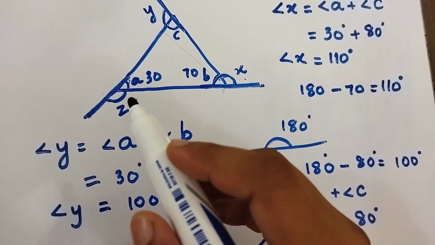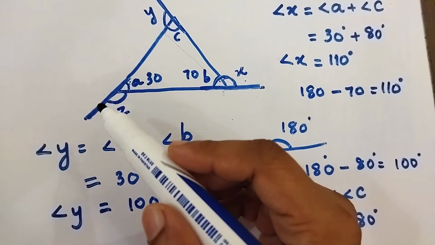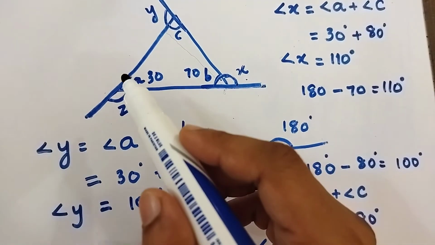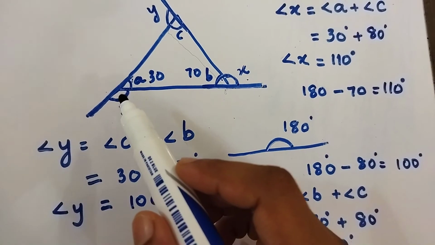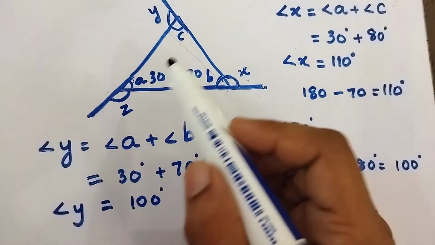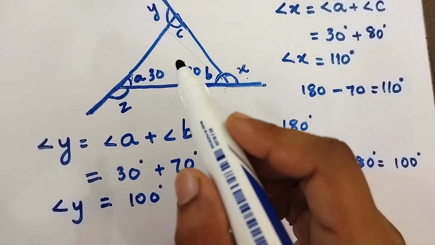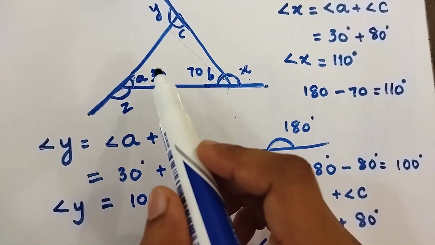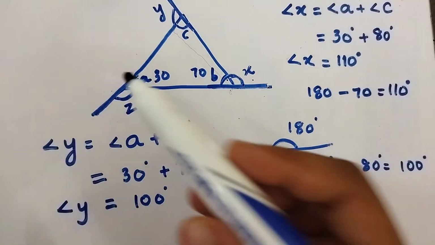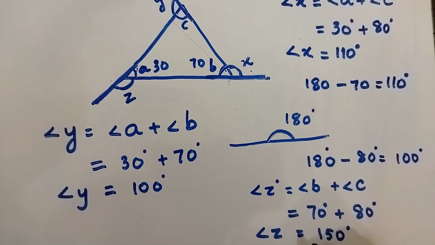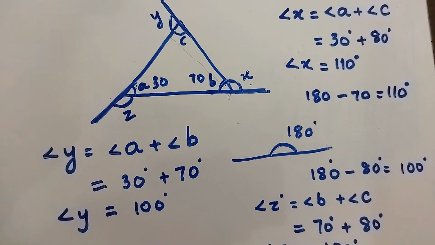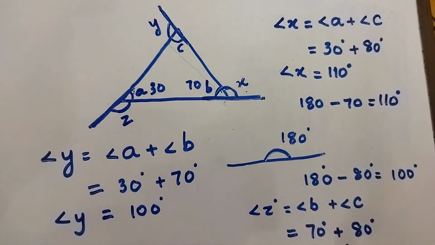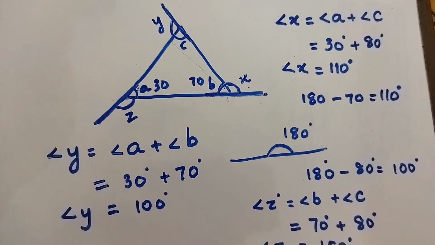Now we can verify our answers with the help of the formula of supplement angles. We need to find the difference of 180 degrees and 30 degrees. So we'll subtract 30 from 180 and we'll get the answer 150 degrees. So I hope, students, that you have got the concept of interior angles and exterior angles.